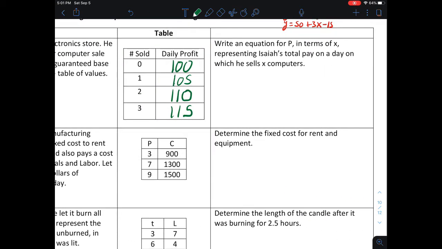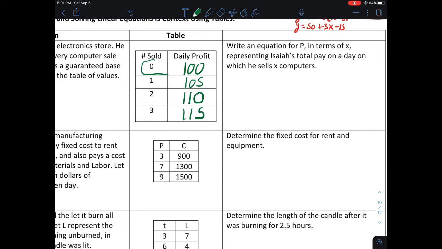So what we want to do is write an equation representing his profit in terms of X, representing Isaiah's total pay on the day where he sells X computers. Well, his initial base pay is 100. So I'm trying to write this in y equals mx plus b form. I know b is going to be 100. It's his base pay. Now, m is how much money he made per 1 computer. He made $5 per 1 computer. And so we can plug this in, and instead of y, we're going to use p. And so we'd say p equals 5x plus 100.